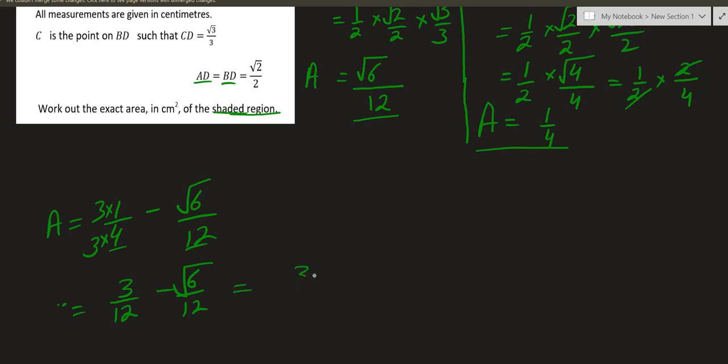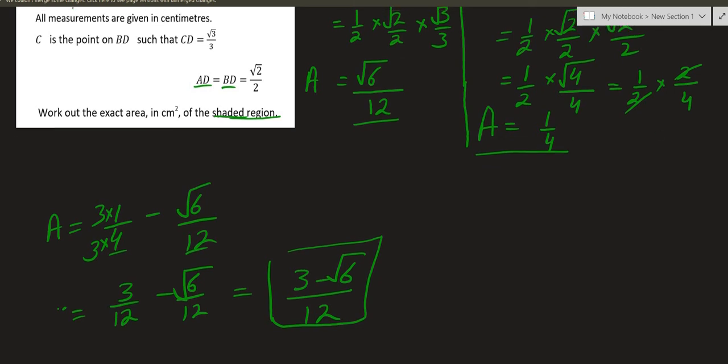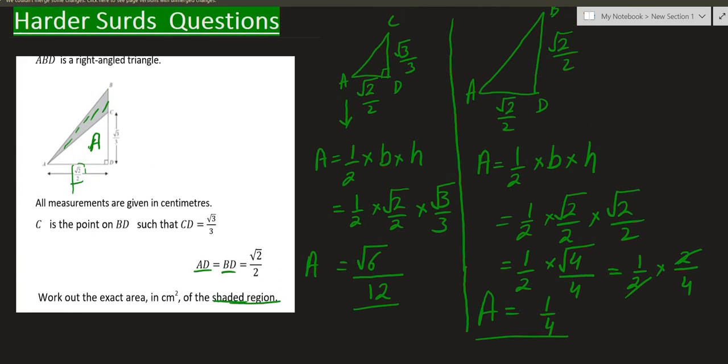So I'm going to do 3 minus 6 root over 12. And this is the answer for the shaded region, guys. So look, this question looks hard, but it is not hard. Don't be confused, believe me. A lot of people get confused when they see the question, but don't be confused.